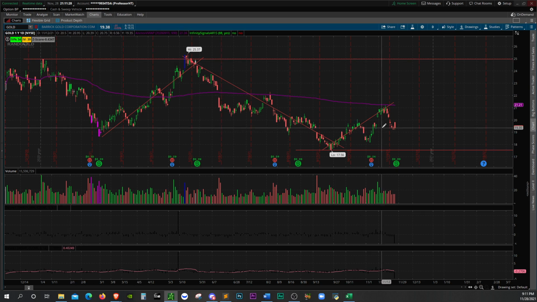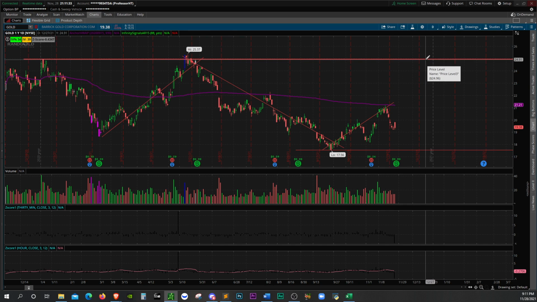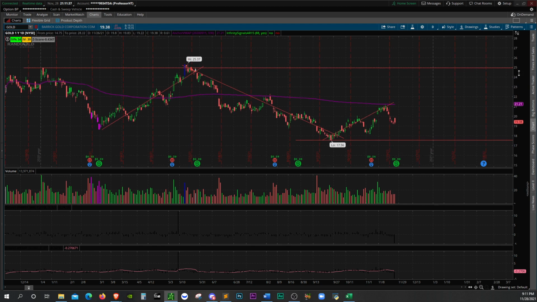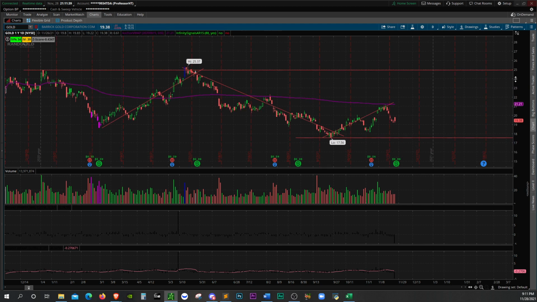So again, if this stock starts to pump and hits this area up here, I'd say that's going to be a very tough area for it to get through. And this stock has been up to 27 in 2020. So it's going to have a hard time getting through that.